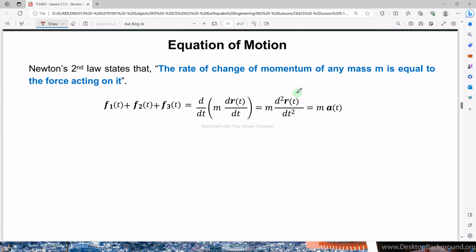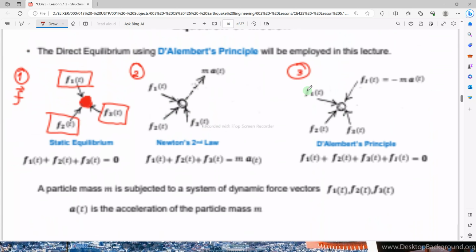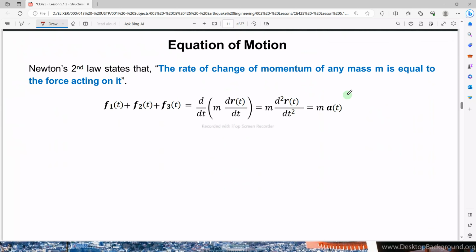on Newton's second law: Newton's second law states that the rate of change of momentum of any mass m is equal to the force acting on it. So what is that? If you remember, momentum P is equal to the mass times velocity.